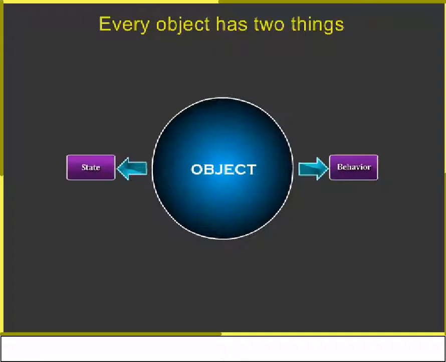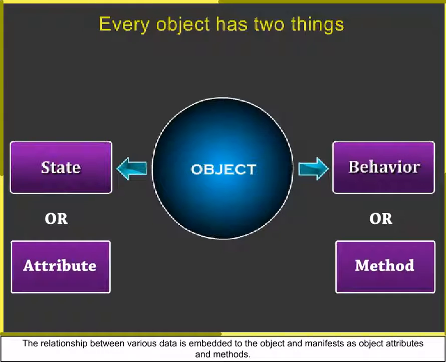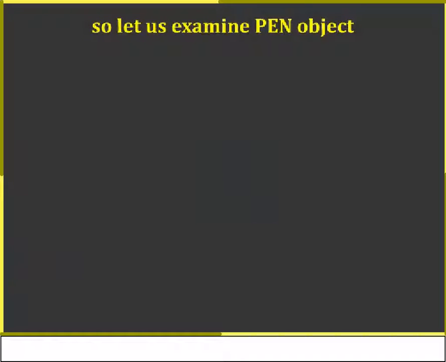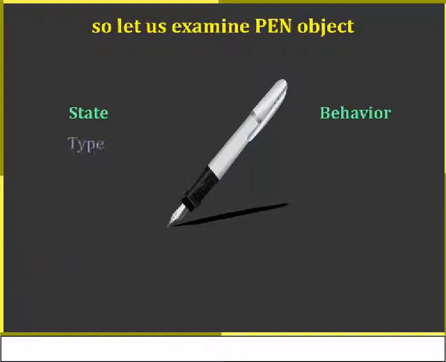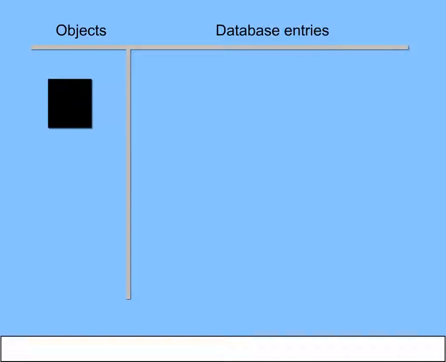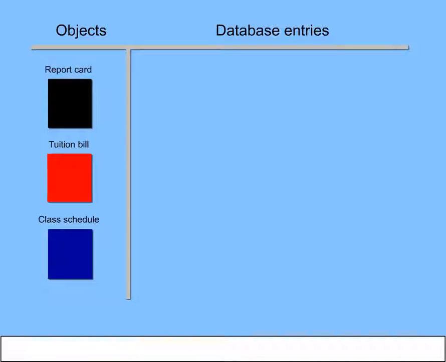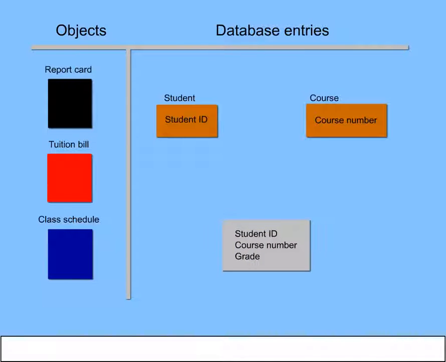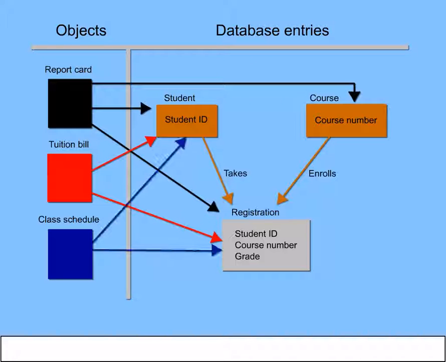Every object has two things. The relationship between various data is embedded to the object and manifests as object attributes and methods. So, let us examine pen object. Objects, database entries, an example of object-oriented database.